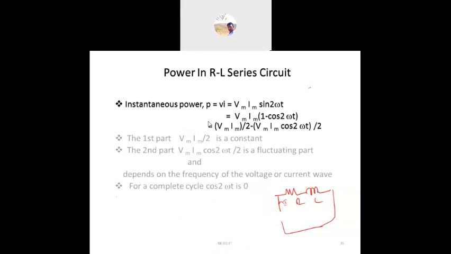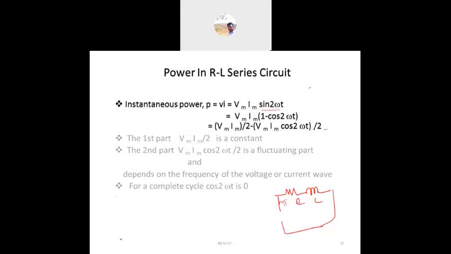So first we will talk about the instantaneous power. For instantaneous power, P is equal to V into I. Here we have taken Vm sin omega t and Im sin omega t. From that we get Vm Im sin squared omega t. From that, sin squared theta is equal to 1 minus cos 2 theta over 2, so we get Vm Im by 2 times 1 minus cos 2 theta. So we have derived that.